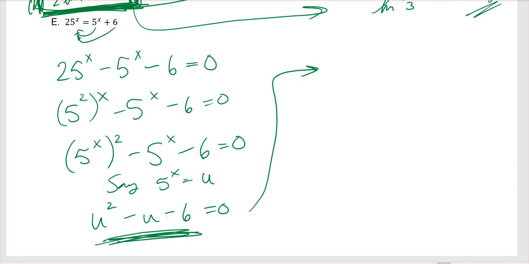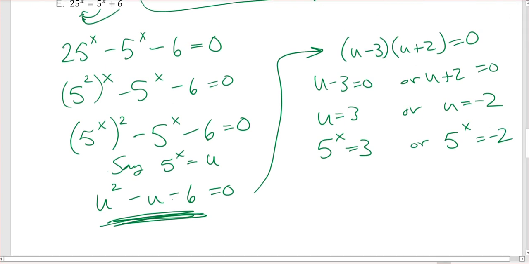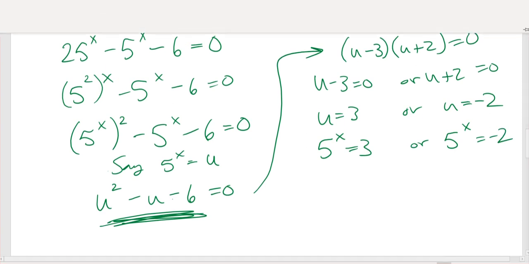All right, so now we've got this, and we can factor this. So we got u, what do we want? Minus 3, u plus 2 equals 0. And now we can say, all right, u is either, not skipping that step, we got u minus 3 equals 0, or u plus 2 equals 0. So that means u is equal to 3, or u is equal to negative 2. And then we remind ourselves, we're not looking for u, we're looking for x. So we need to substitute back, right? So 5 to the x is equal to 3, or 5 to the x is equal to negative 2. And now we can solve these both individually.